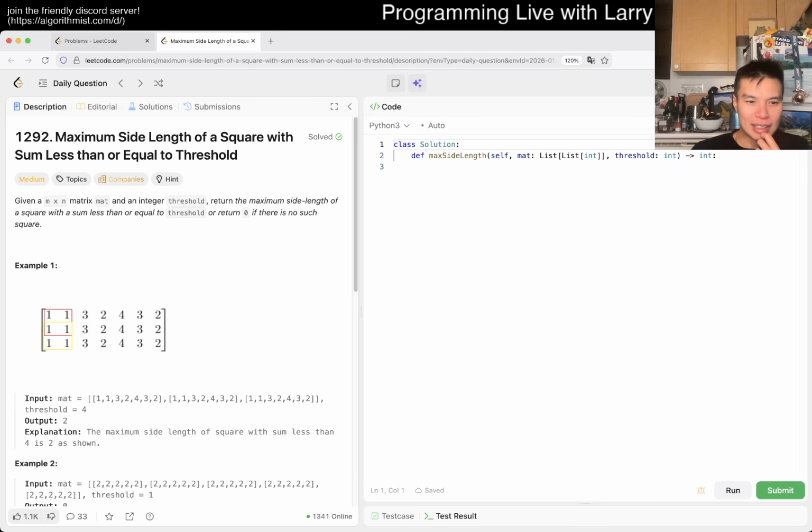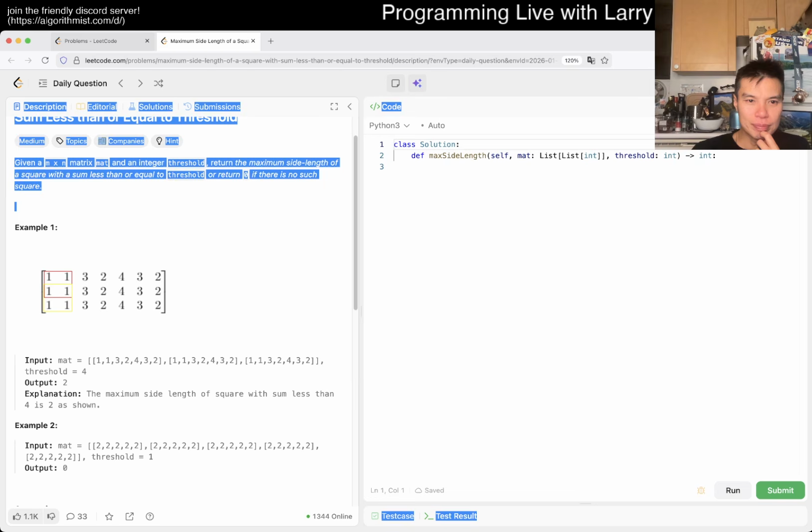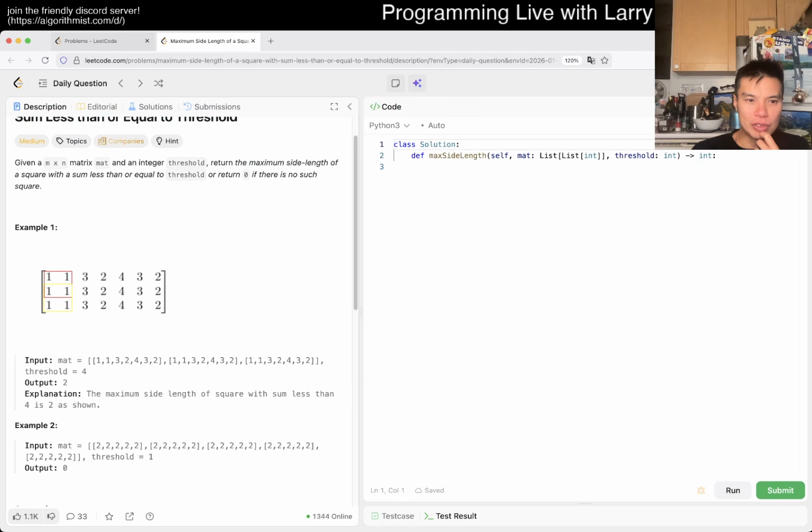Okay, so basically there's a 2 by 2. A 2 by 2 is less than 4. Wait, what? Isn't 4 exactly 4, not less than 4?